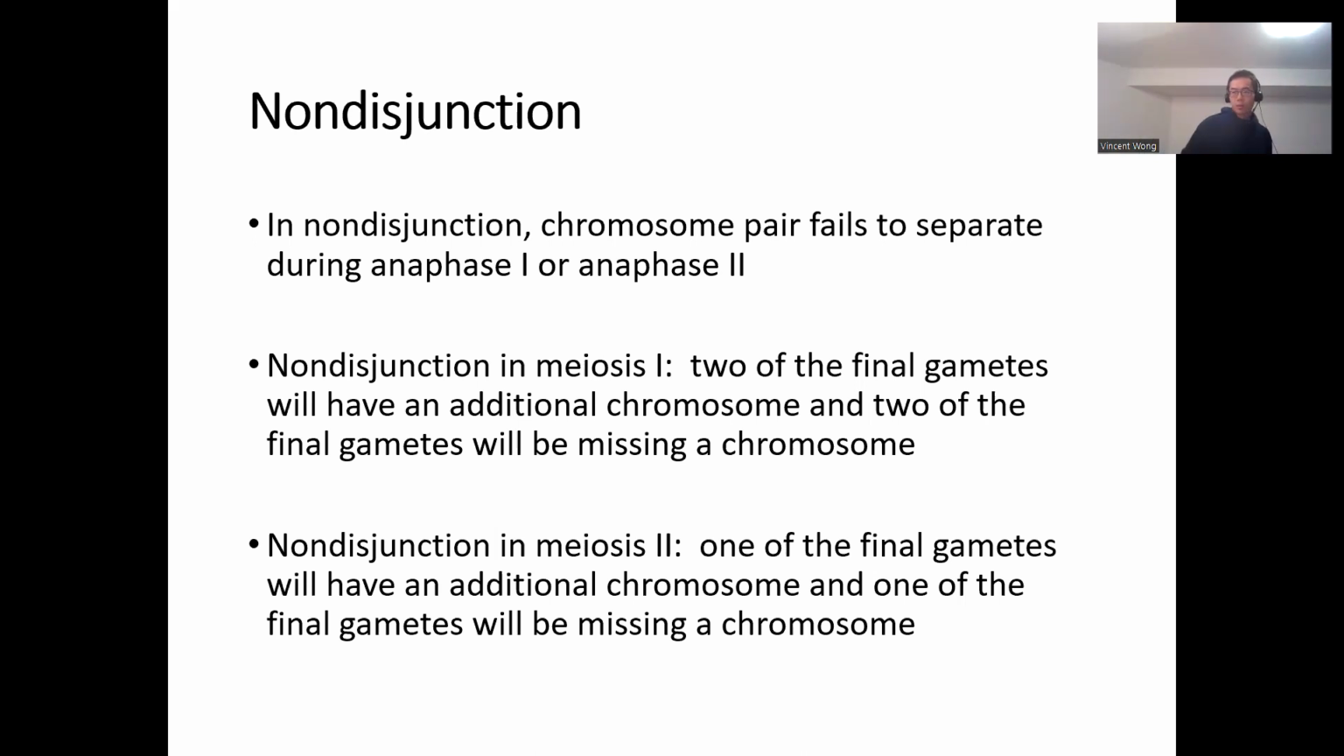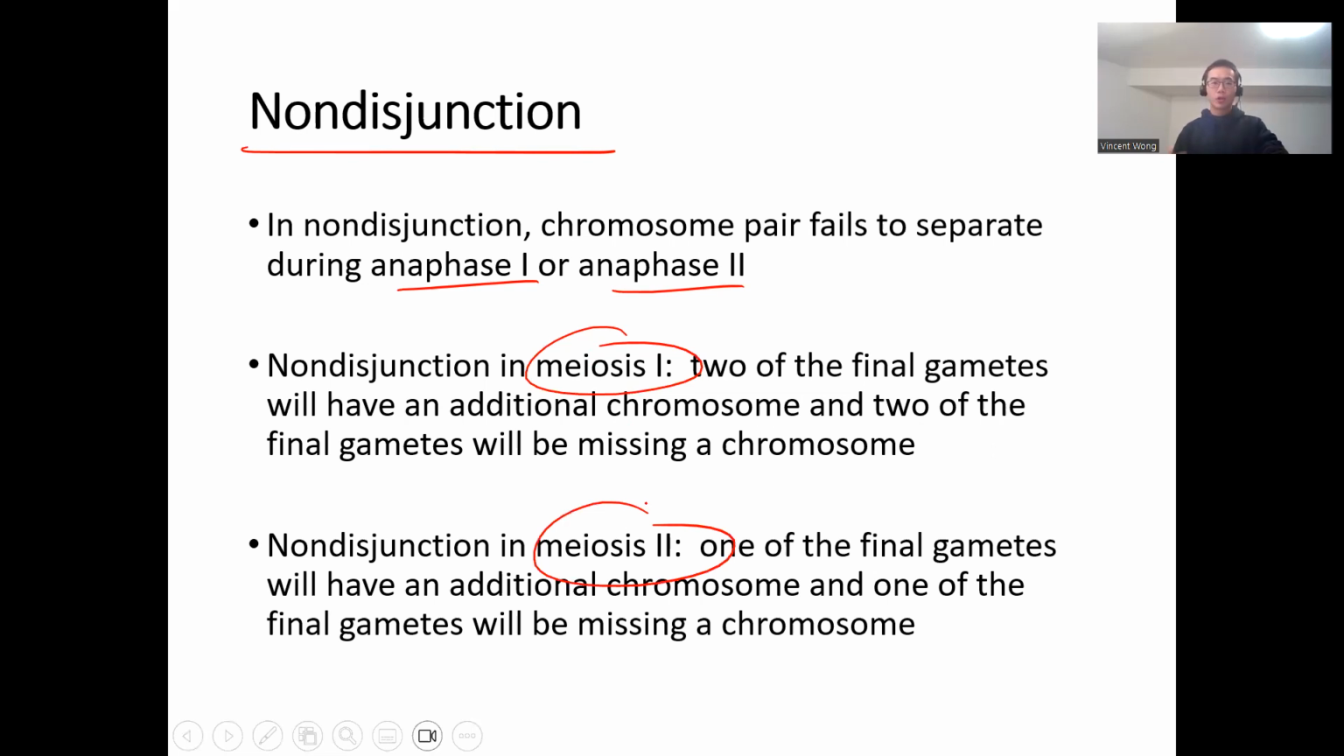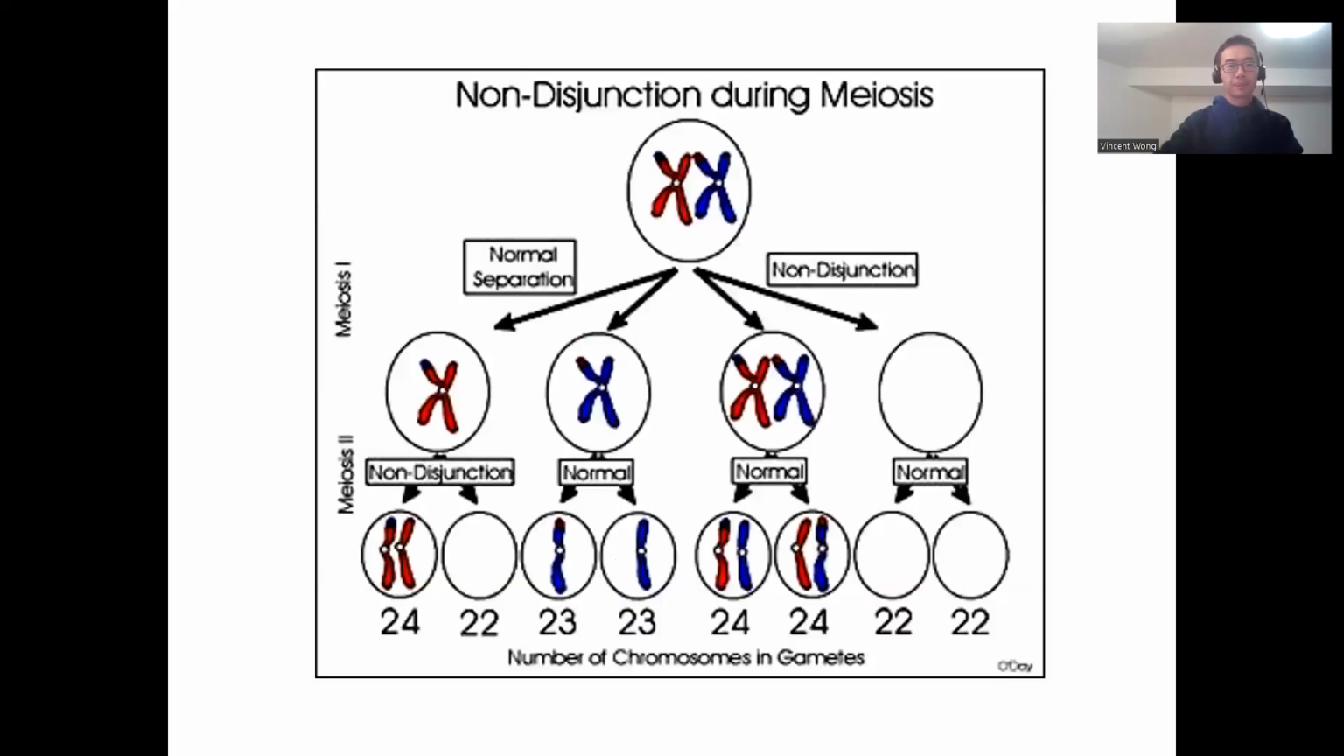All right, let's keep going. Let's take a look at what happens when we have some kind of mistake in meiosis. One of the things that could happen is what we call non-disjunction. In non-disjunction, the chromosomes fail to separate when they are supposed to. In meiosis, there are 2 places where this could happen: in anaphase 1 or anaphase 2. Depending on whether it happens in meiosis 1 or meiosis 2, the results are going to be a little bit different. So let's take a look at it visually, rather than just reading the words.